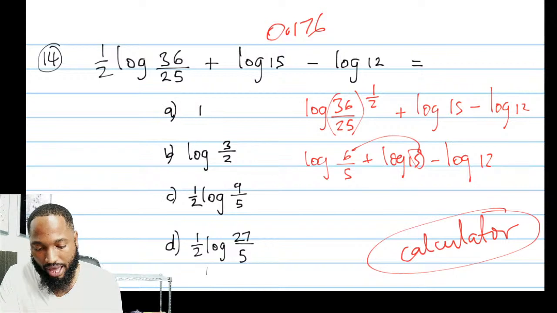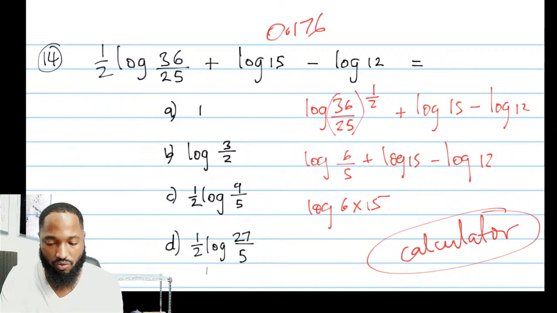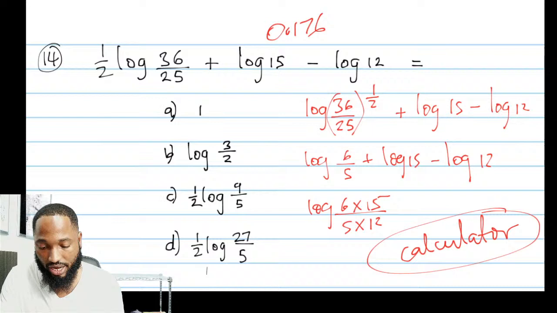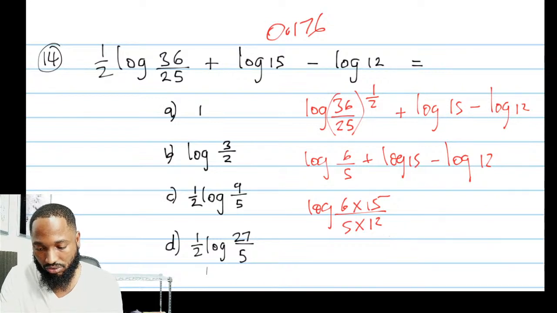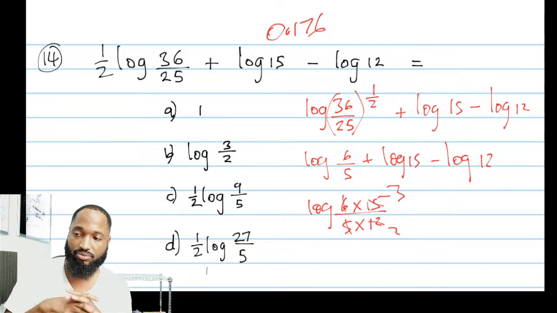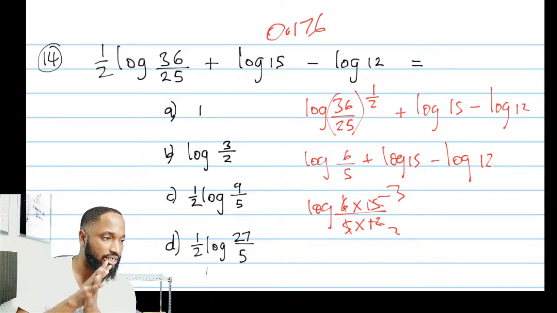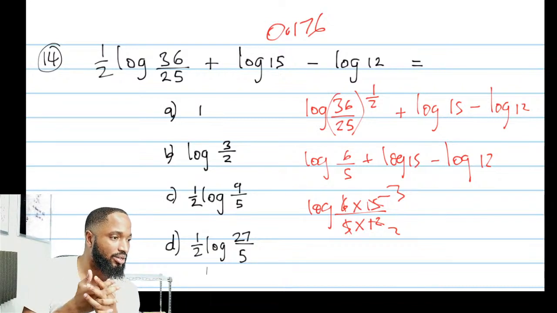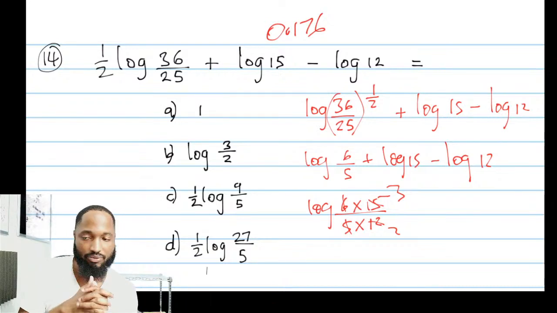This one you'll end up multiplying. This you'll end up dividing for the final answer because it's subtract, right? So it's like 6 by 15. So it's like log of 6 by 15 over 5 by 12. It's already working out so nice, man. So yeah, 2, 3 or 2. Nice thing. You get 90 over 60, which is the same. Nice.